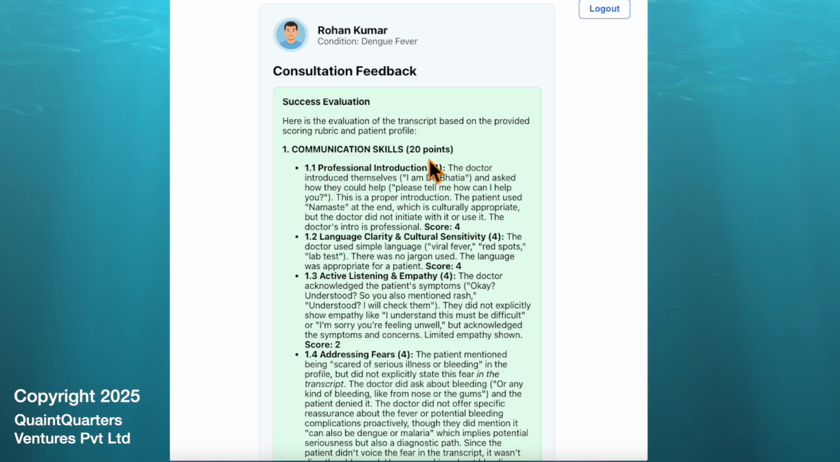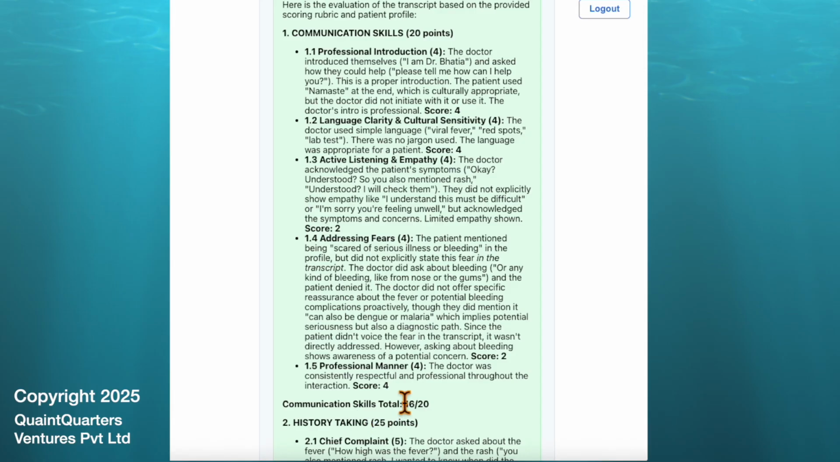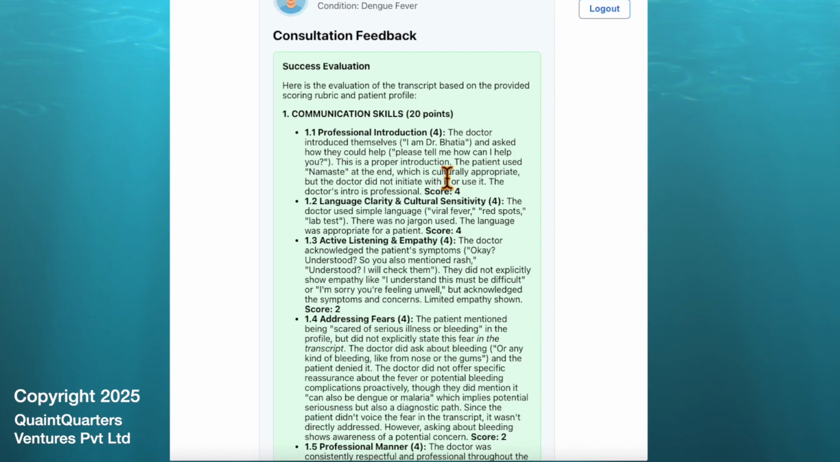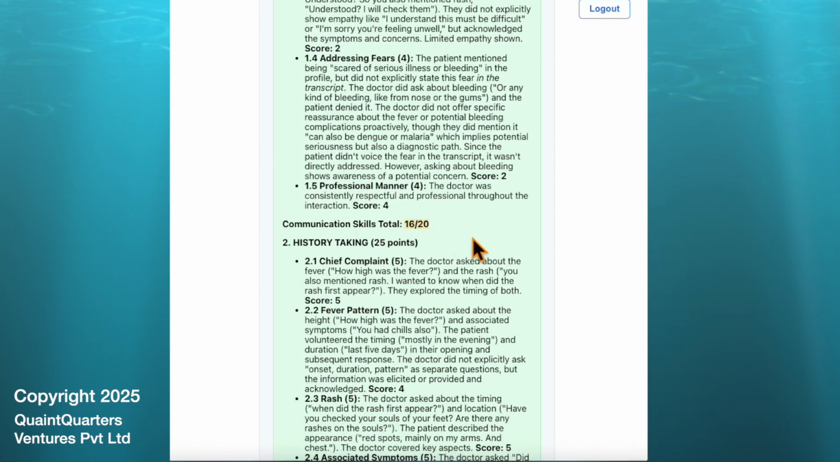For communication skills, out of 20 points, the medical student has scored a total of 16. This is also described: the doctor has introduced himself and asked how could they help. So there was a 4 out of 4 score. Where the doctor has scored less is active listening and empathy. The doctor acknowledged the symptoms, but did not explicitly show empathy, saying something like, I understand this must be difficult. So a little less score there, but overall he has scored 16 out of 20.